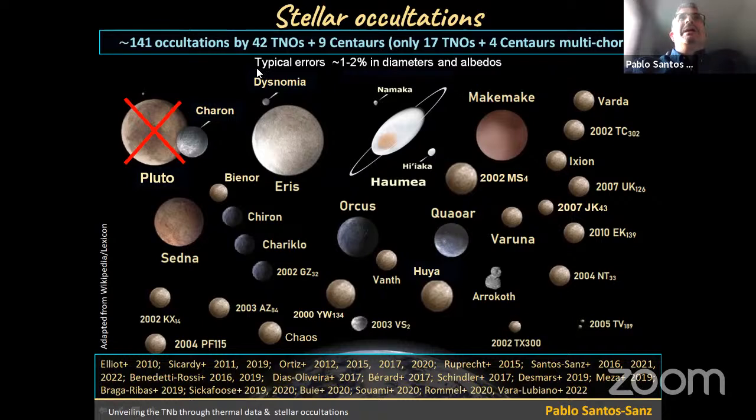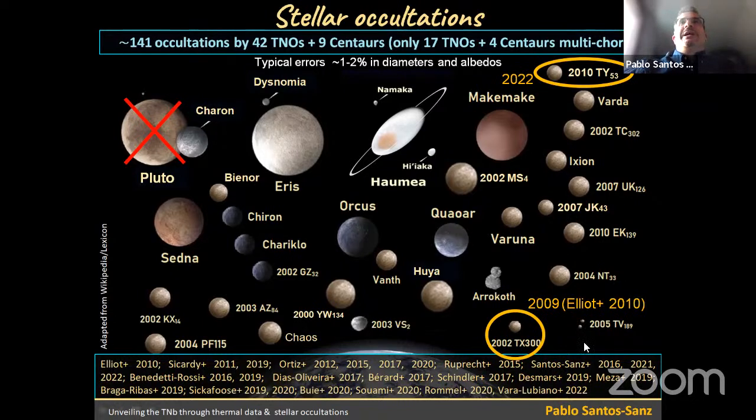The good thing with the stellar occultation is that the typical errors in diameters and albedo could be around 1 to 2%. If we remember from the thermal models and thermal data, this was around 10 and 20% for diameters and albedos. So we can obtain really, really accurate diameters and albedos.